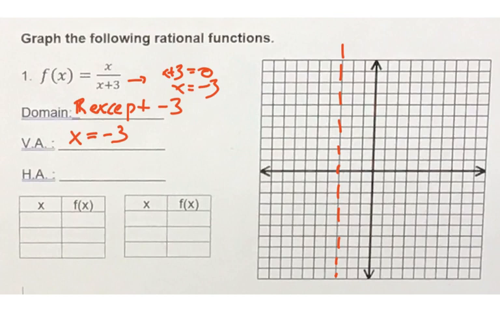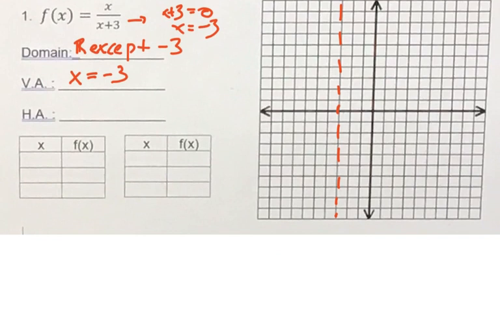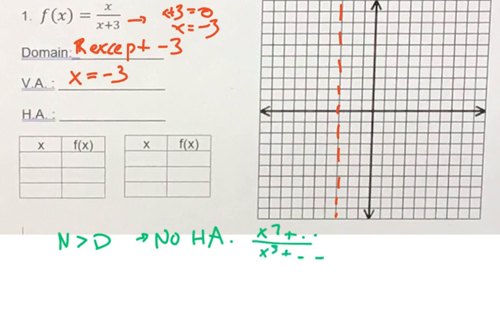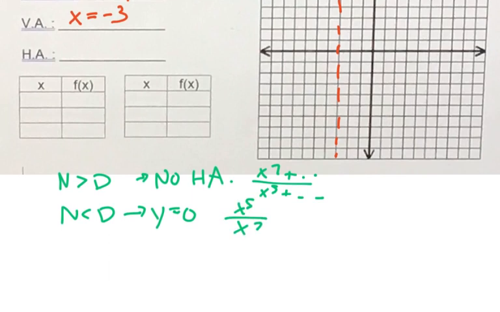Now to figure out your horizontal asymptote, you have to look at your numerator and the denominator. So if the degree in the numerator is bigger than the degree in the denominator, there's going to be no horizontal asymptote. So something like x to the 7th plus blah blah blah over x to the 5th plus blah blah blah. If the degree of the numerator is less than the denominator, then your horizontal asymptote is always y equals 0. So if I had x to the 5th over x to the 7th.